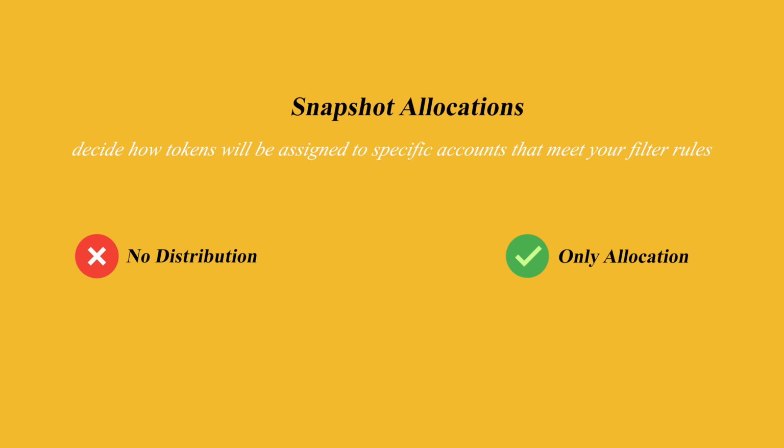It's important to note that this service doesn't distribute tokens. It only allocates them. This means it defines how much each account should receive based on your strategy. Allocations are the main feature that sets our service apart from other snapshot services in Web3.